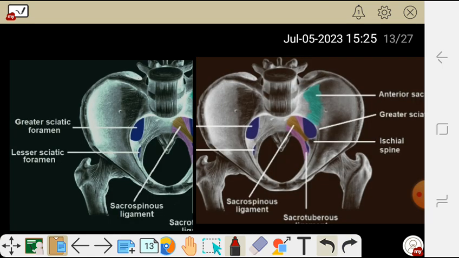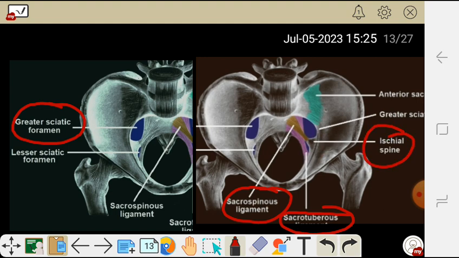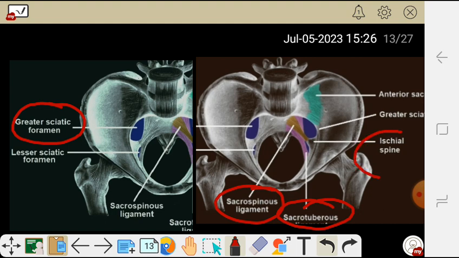Okay, so let's look at the greater sciatic foramen. It is that foramen which is there in blue. It is formed by the sacrospinous ligament, which is that brown ligament there. Then we also have the sacrotuberous ligament, which is this ligament, then the ischial spine, which is this spine here, and the greater sciatic notch.